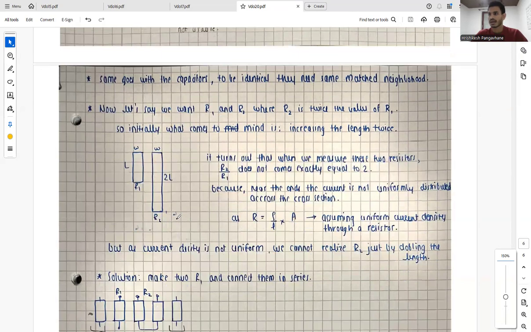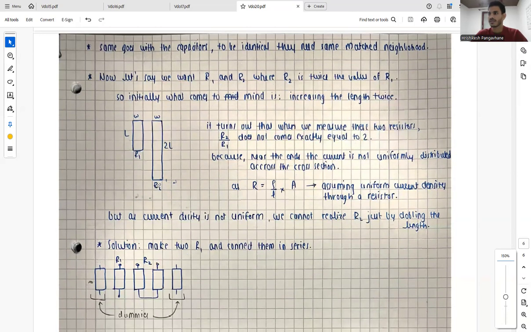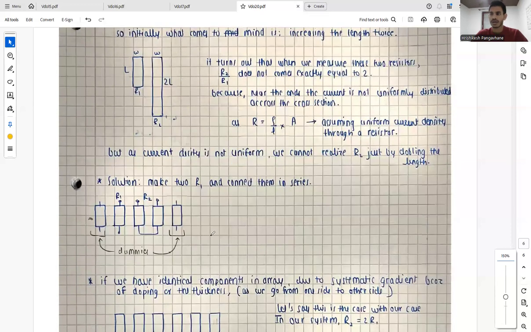Because the current density is not uniform, we cannot realize R2 just by doubling the length. So doubling the length is not the solution, but the real solution is we have to make two identical R1s and connect them in series. So if we have R1 and we want a resistor twice its value, we will make two identical R1s and then connect them in series. And to make a proper matching, we will use dummy resistors as well. So this is how it's done.